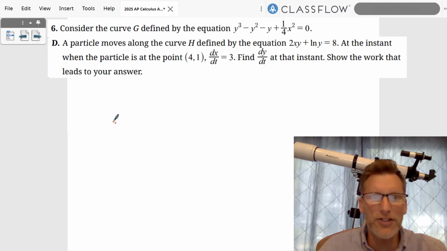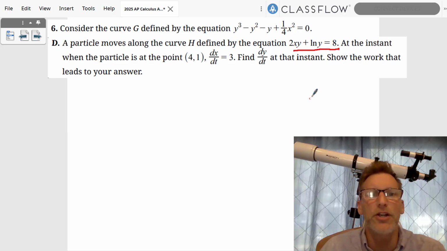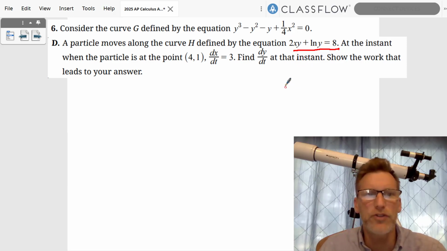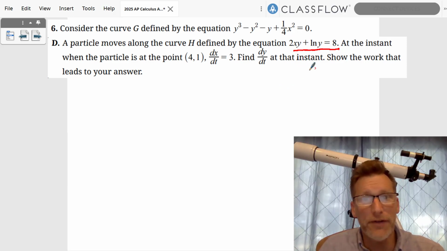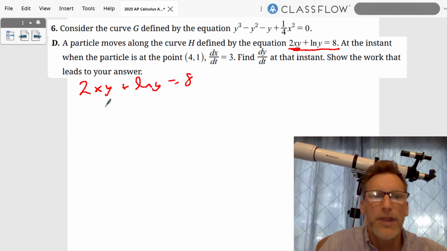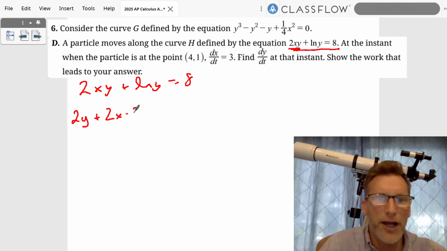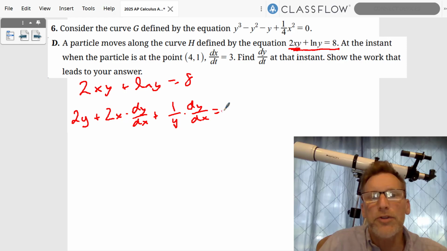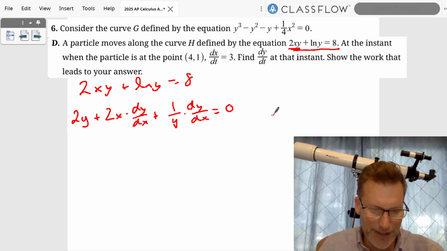Now let's look at the last part. This is part D. They gave us a brand new equation right here, and this is curve H, and we want to find the derivative of this. So we got to do a little product rule here. I'm going to rewrite this: 2xy plus natural log of y equals 8. So let's do a derivative. The derivative of x is 1. So we got 2y. We got to do product rule here. So we have 2x times the derivative of y, dy over dx, plus the derivative of natural log of y, which is 1 over y times dy over dx, equals the derivative of 8, which is 0.